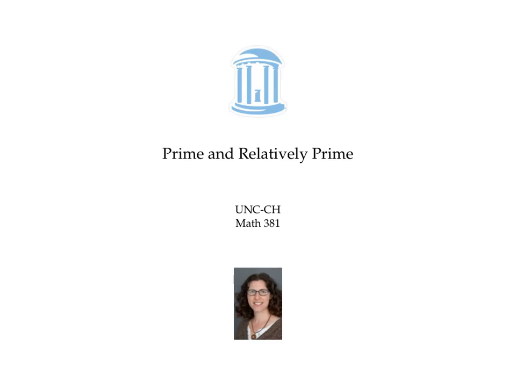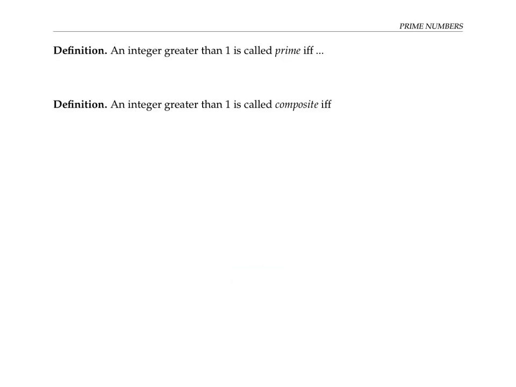This video introduces prime numbers and relatively prime numbers. An integer greater than 1 is called prime if it has only two positive factors, 1 and itself. For example, 13 is prime.